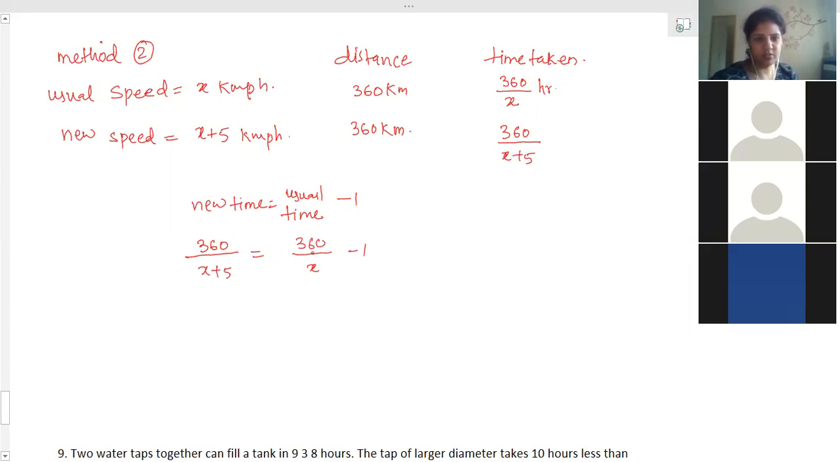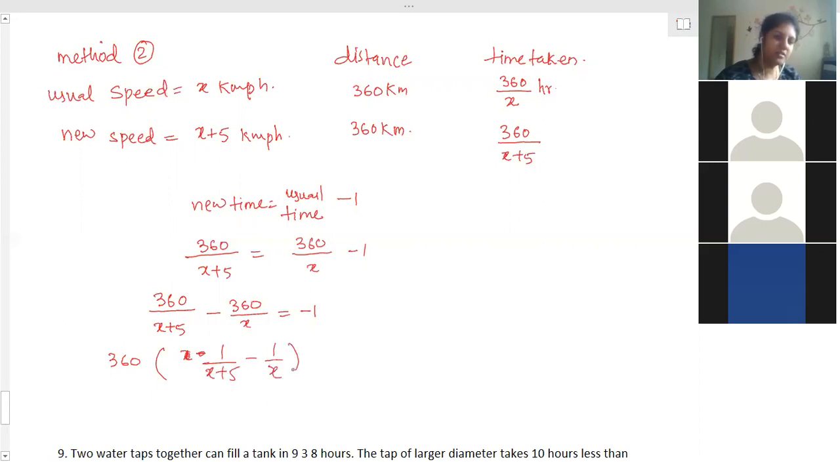So take this fraction to this side, keep the minus 1. 360 by x plus 5 minus 360 by x is equal to minus 1. Take 360 common: in bracket, 1 by x plus 5 minus 1 by x is equal to minus 1. Now take 360. Here it is x. The LCM is x into x plus 5. So this fraction you have to multiply with x, and this fraction you have to multiply with x plus 5, divided by the product x square plus 5x, is equal to minus 1.